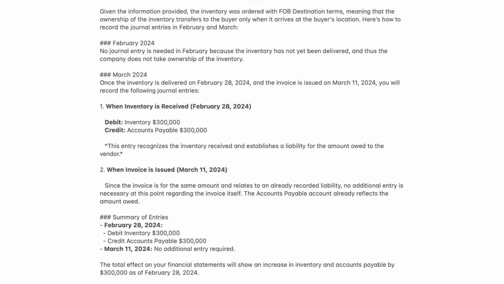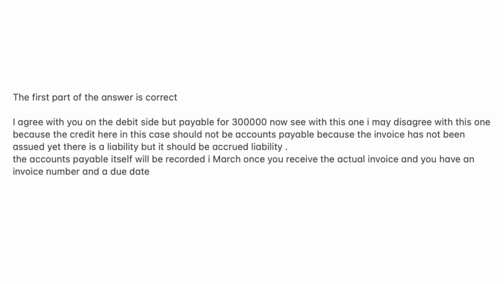The total effect on your financial statements will show an increase in inventory and accounts payable by $300,000 as of February 28, 2024. The first part of the answer is correct. I agree with you on the debit side, but payable for 300,000.